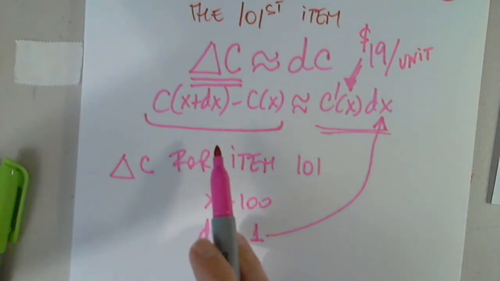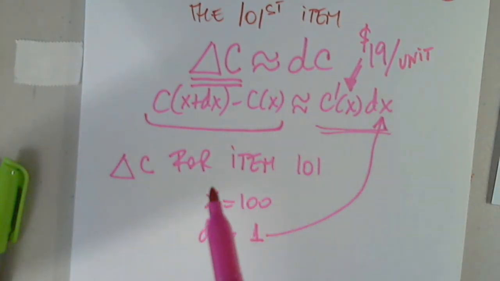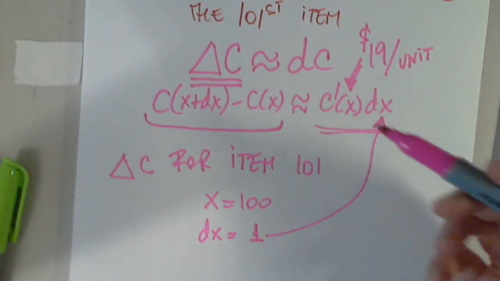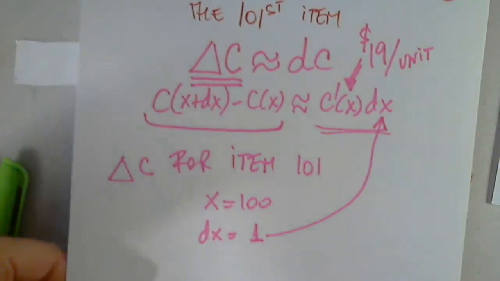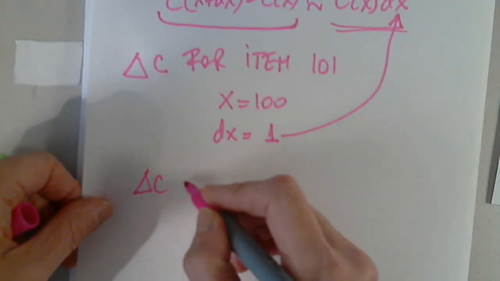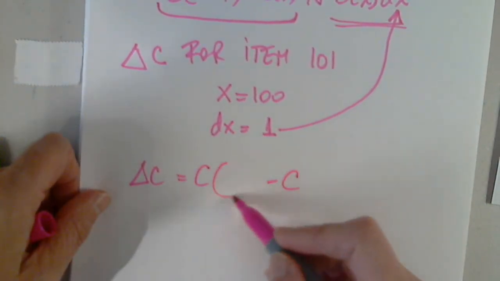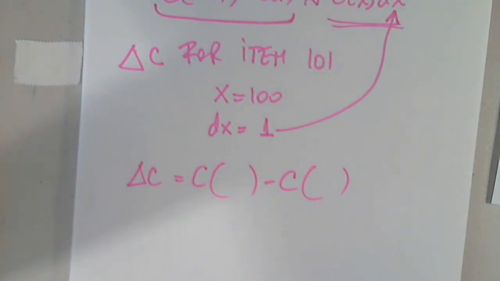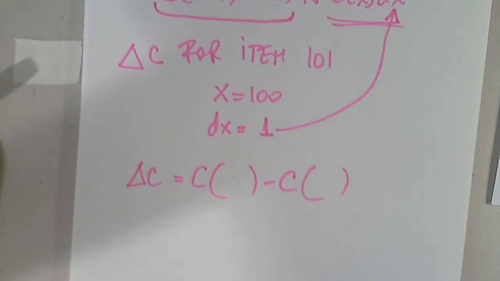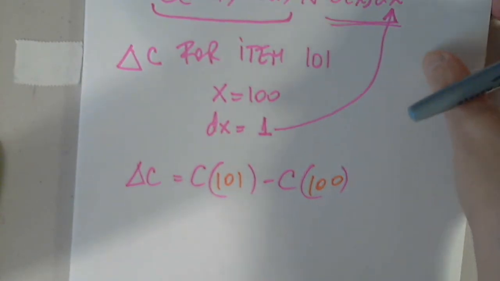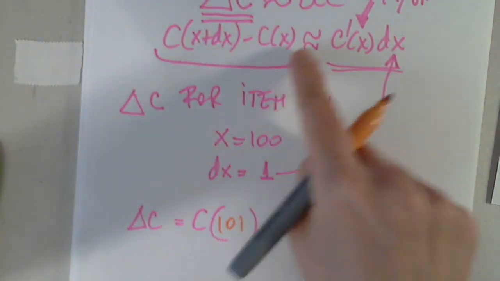But now we want the exact. We want to see how close the exact is to the approximation using the derivatives, using the differential. So can anyone tell us how to find delta C? It will be the cost of minus the cost of. The cost of what minus the cost of what? 101 minus 100. Perfect. Of course. Thank you. C of x plus dx minus C of x.